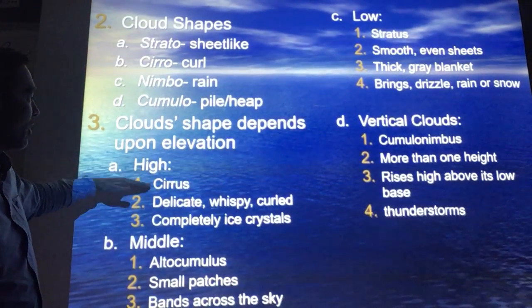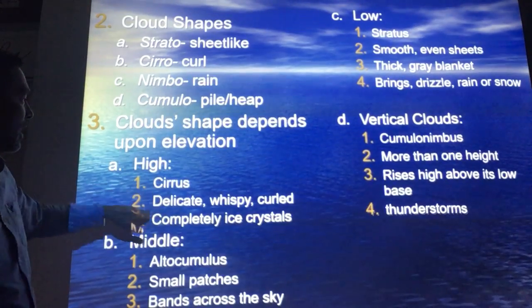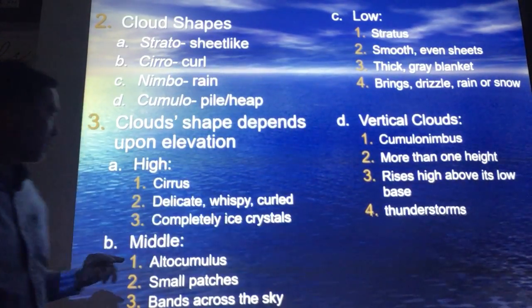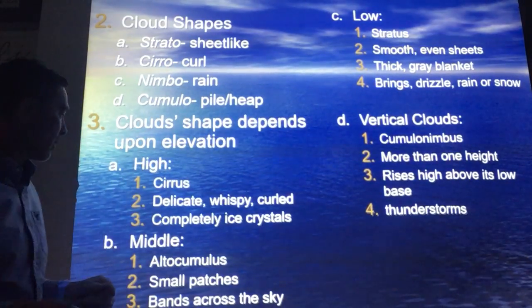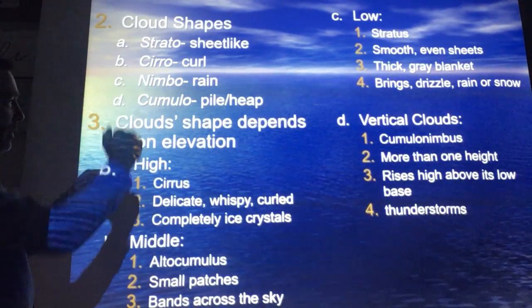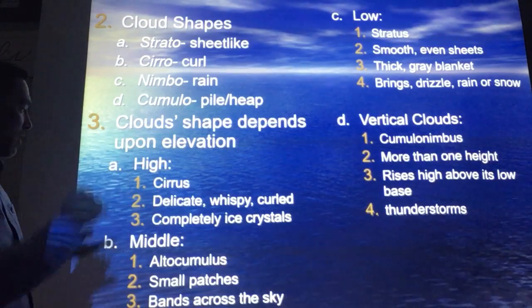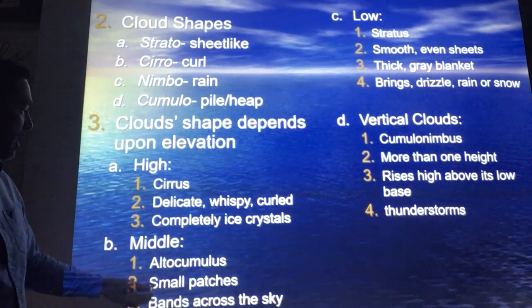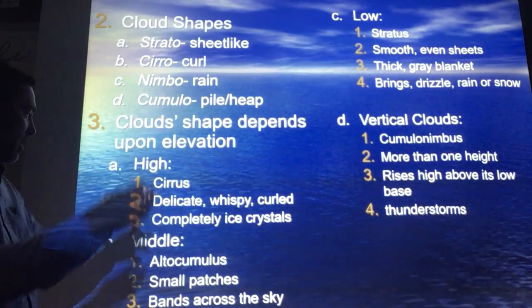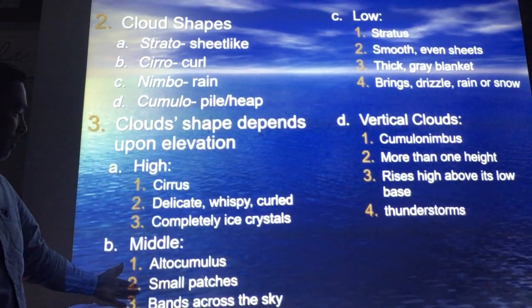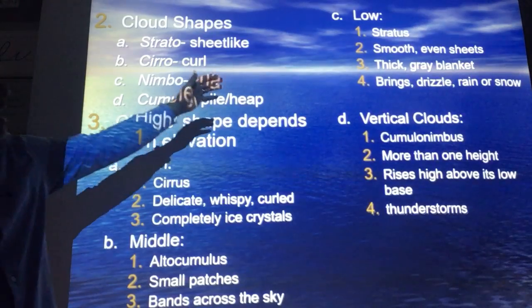Elevation, if it's really high, you're going to find the cirrus clouds, very delicate and wispy and curled. Those would be completely ice crystals floating way up there. In the middle, so you're coming down, that middle part, you hear the word alto in there quite a bit. Alto cumulus would be middle, chunky. You'll see small patches, bands across the sky.